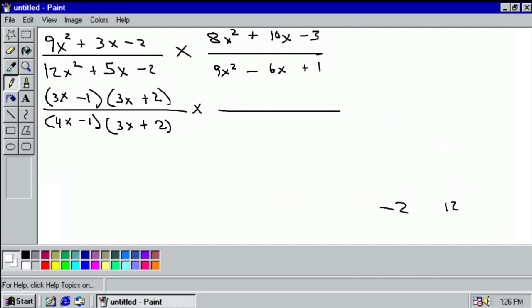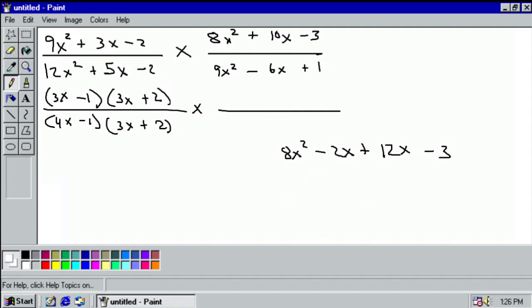So I'm going to copy this 8x squared, but we need to make the 10x into negative 2x plus 12x minus 3. We're not changing the values here, because when we combine the like terms, that will equal the original expression right there. So 8x squared minus 2x plus 12x minus 3.